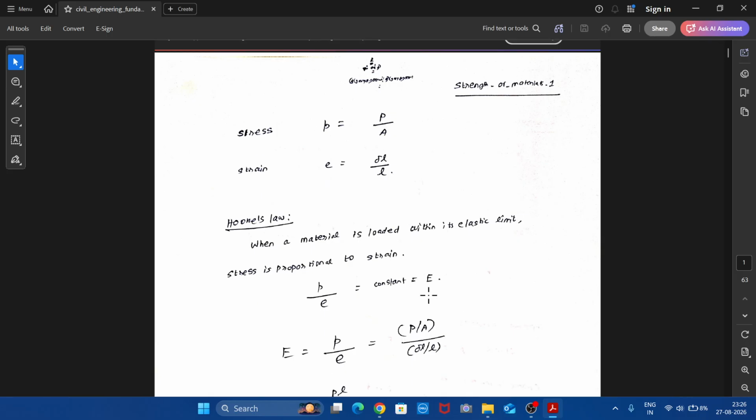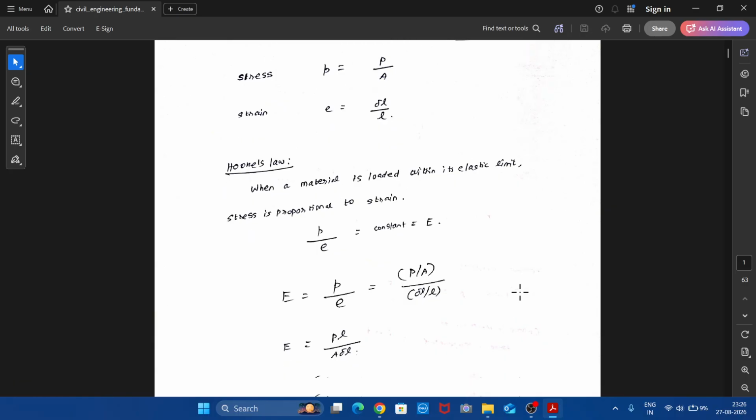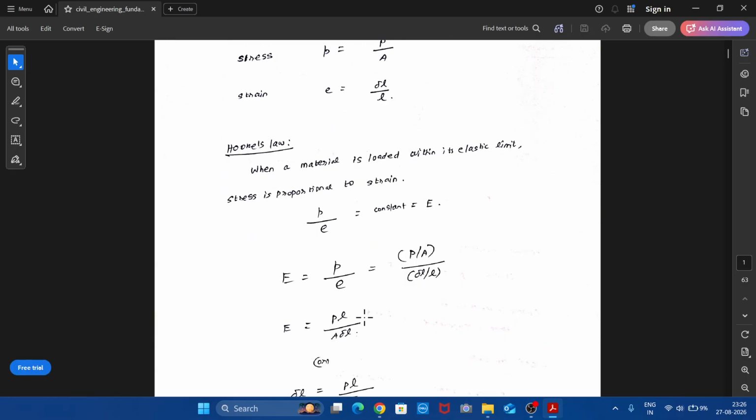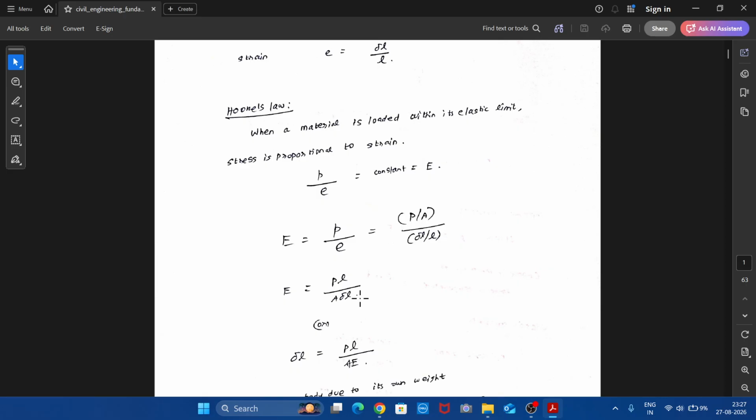If you want to find capital E, stress divided by strain, stress is load by area, strain is delta L by L. So it will result in PL by A delta L. So Young's modulus equals PL by A delta L, where P is the load, L is the length, A is the area of cross section, and delta is the change in length. If you want to find Young's modulus, we can use this relationship, or if you want to find the change in length, you can use PL by AE.